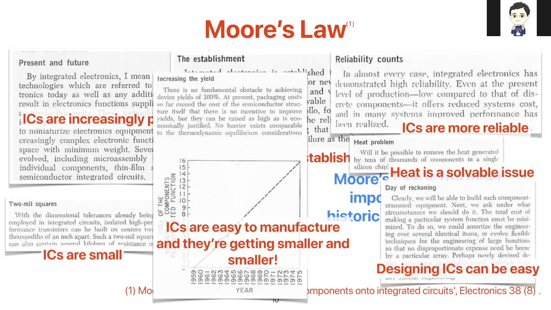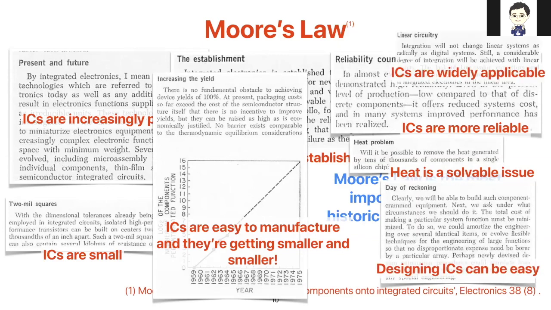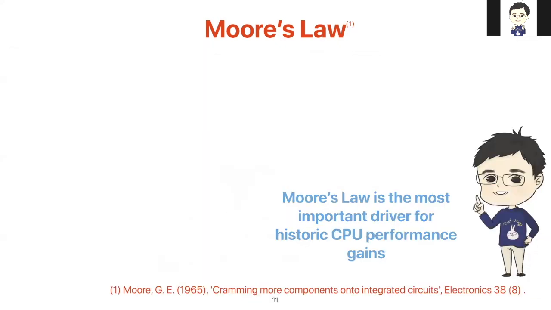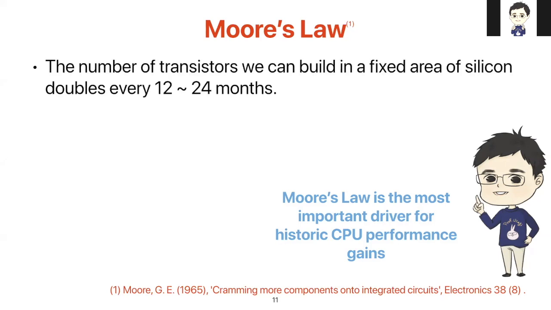And designing ICs can be easy, and they are widely applicable. So what Moore's law really tells you is that with those digital circuits, with this kind of transistors, they will become really easy to design and really cheap to design. So that's why the first statement about the cost of building digital circuits becomes correct.